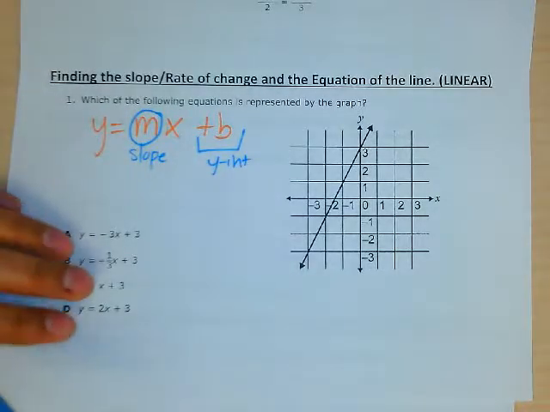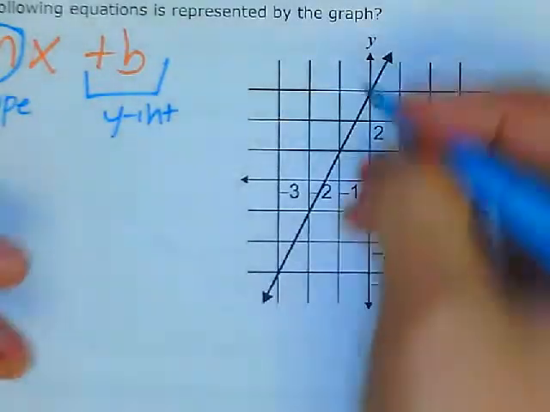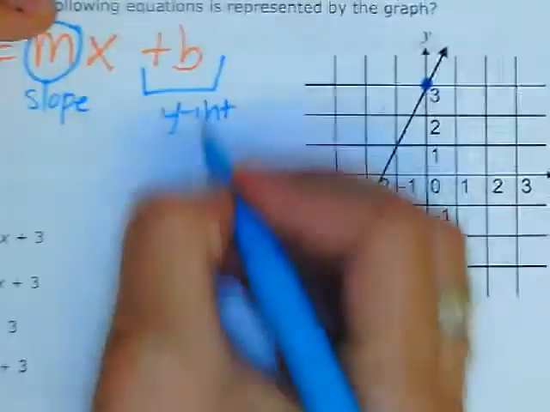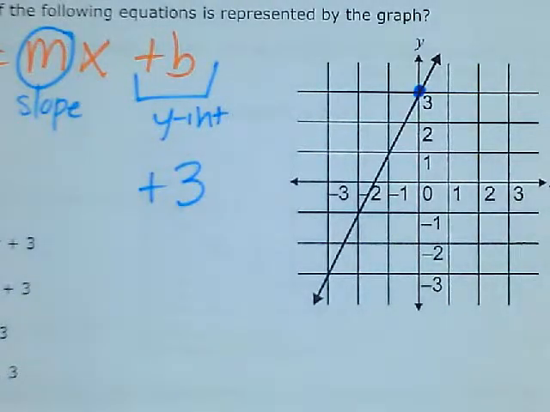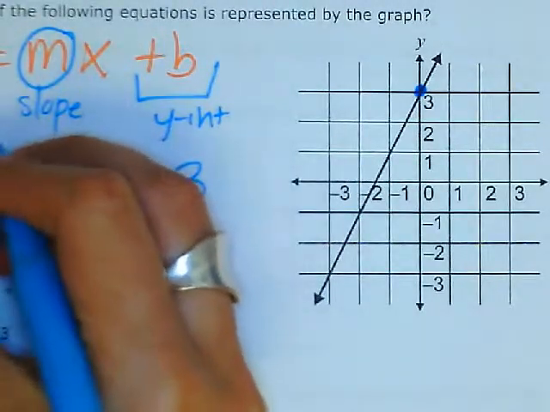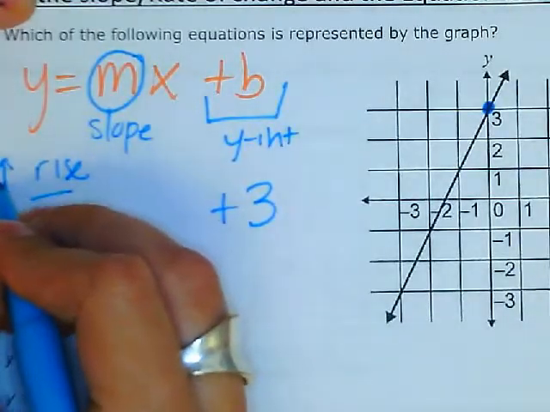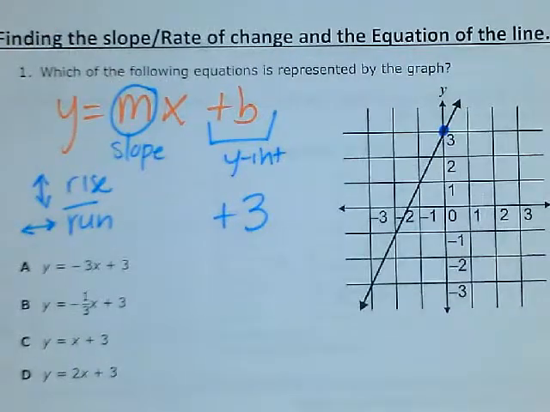So there are many ways of getting the equation from the graph. One would be to look at the graph, okay, where it crosses the y. In this case, the 3 is going to be my b, my y-intercept. So I'm going to put positive 3. And for the slope, I'm going to count rise over run. Okay, rise is the elevator, run is like this, from left to right.